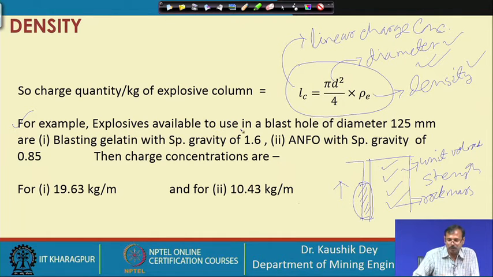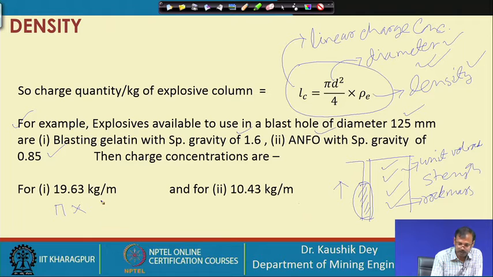If the explosive is available to use in a blast hole of 125 mm diameter and we have the option to use blasting gelatin with specific gravity of 1.6 and ammonium nitrate fuel oil mixture with a specific gravity of 0.85. In that case, if we calculate using this formula, we will find the charge concentration per meter in case of blasting gelatin will become 19.63 kg per meter, whereas in case of ANFO it is 10.43 kg per meter.